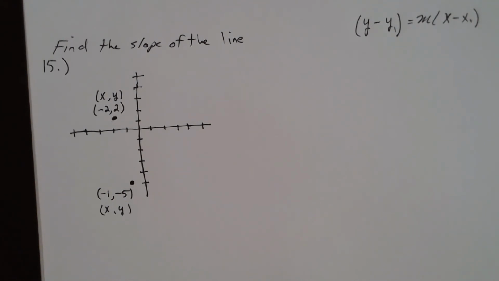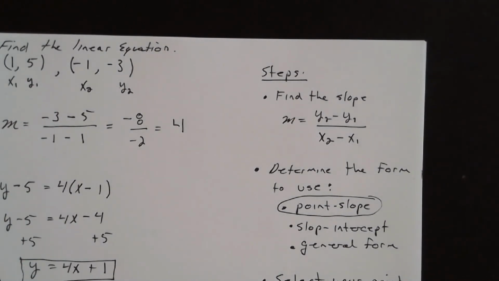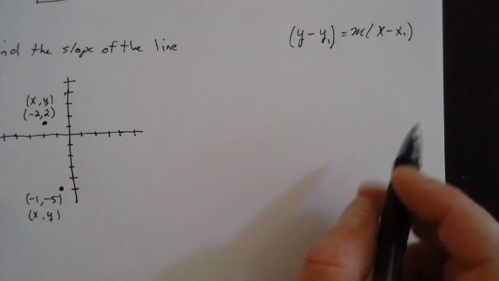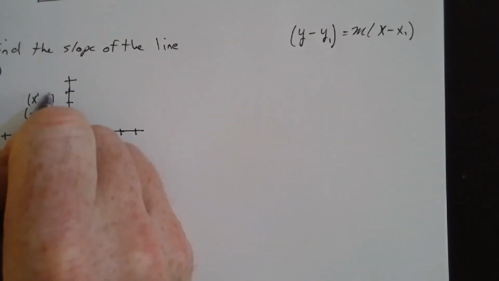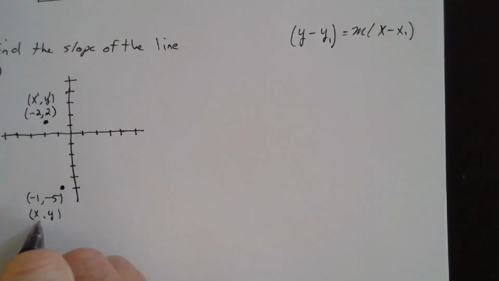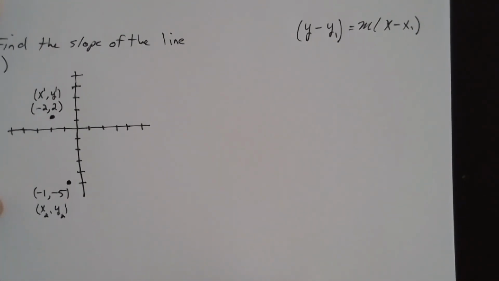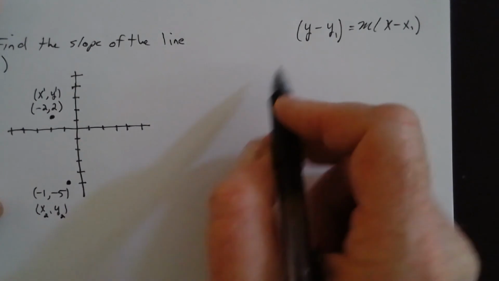It says to find the slope of the line. Well, what do we know from the previous question? We have our formula already for what the slope should be, right? So let's use our formula, and let's go ahead and plug these points in, and let's label them. So this one here, I'm going to label x1, y1. I'm going to label this x2 and y2. And I'm going to use my slope formula.